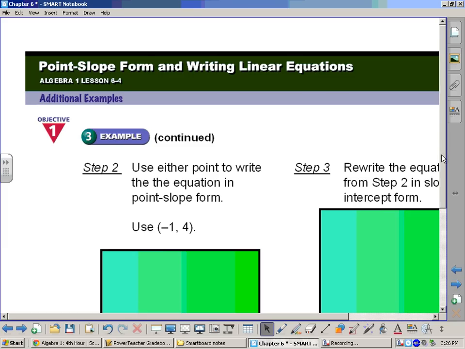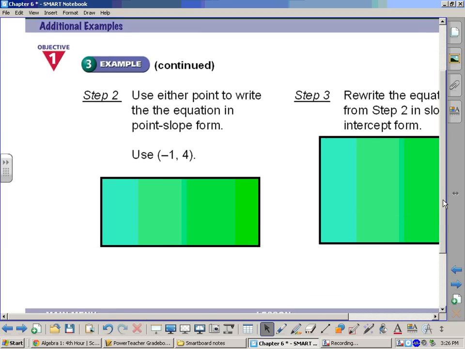an equation. I'm going to let negative 1, 4 be my x1, y1. And it really doesn't matter which point you pick. You can use either one. And I'll show you how you get the same equation using either one.